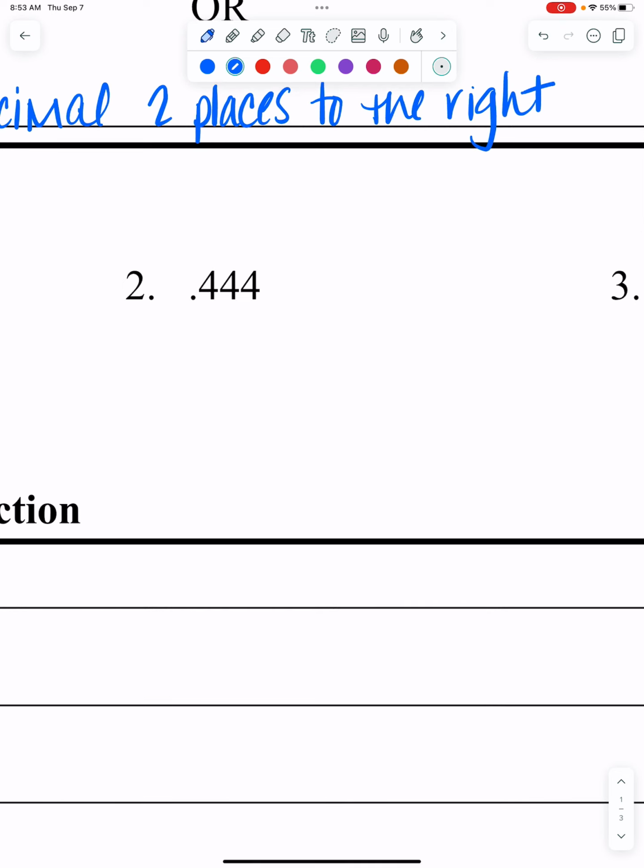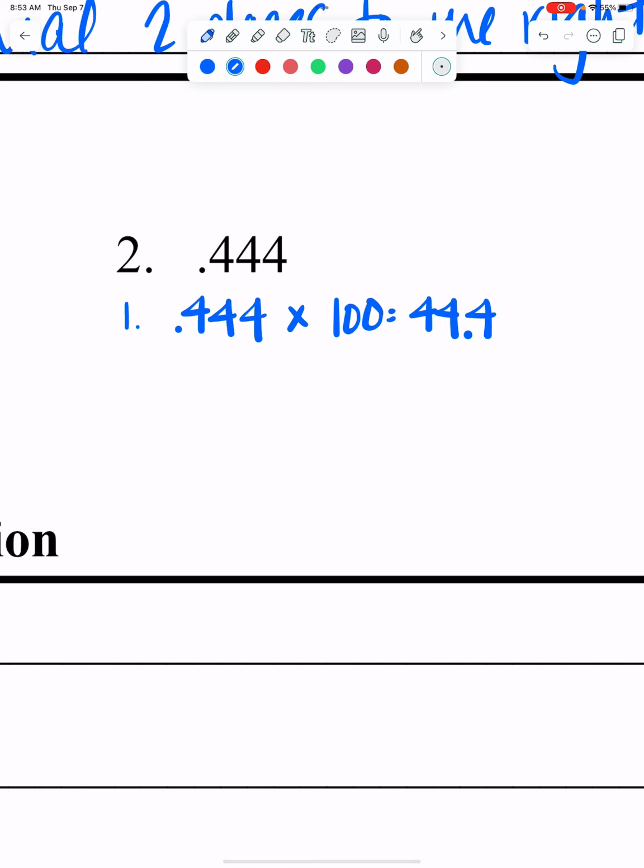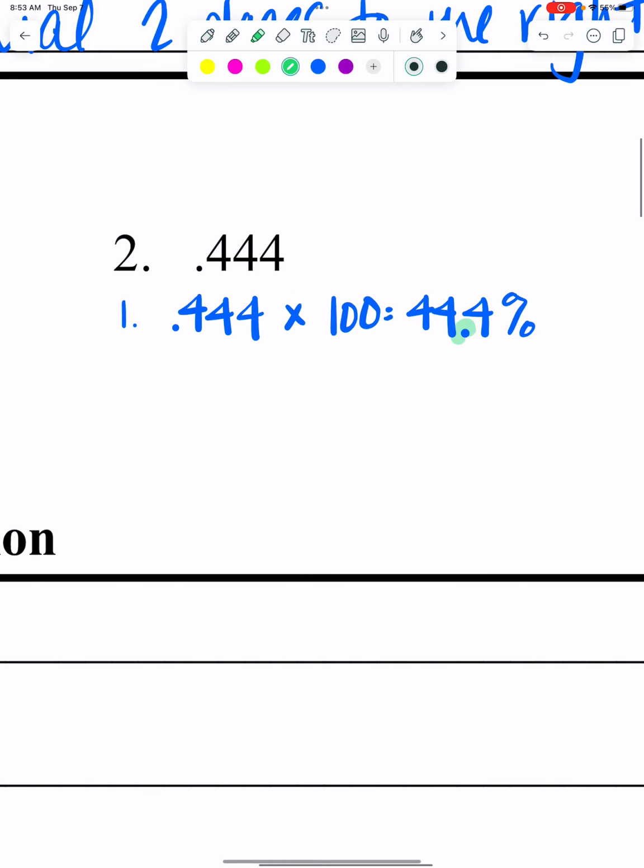This one's a little bit different. We are going to start off the same way. If you want the first method, we take 0.444. That is our decimal, and we are going to multiply by 100. When you put that in the calculator, you end up with 44.4. Then you put the percent sign on the back. It is totally fine to have a decimal inside your percent value. Completely normal.